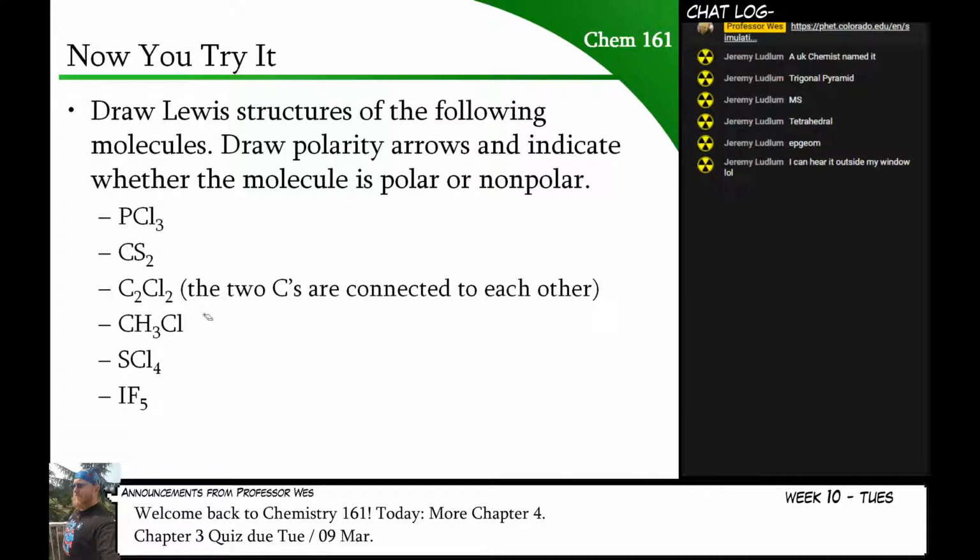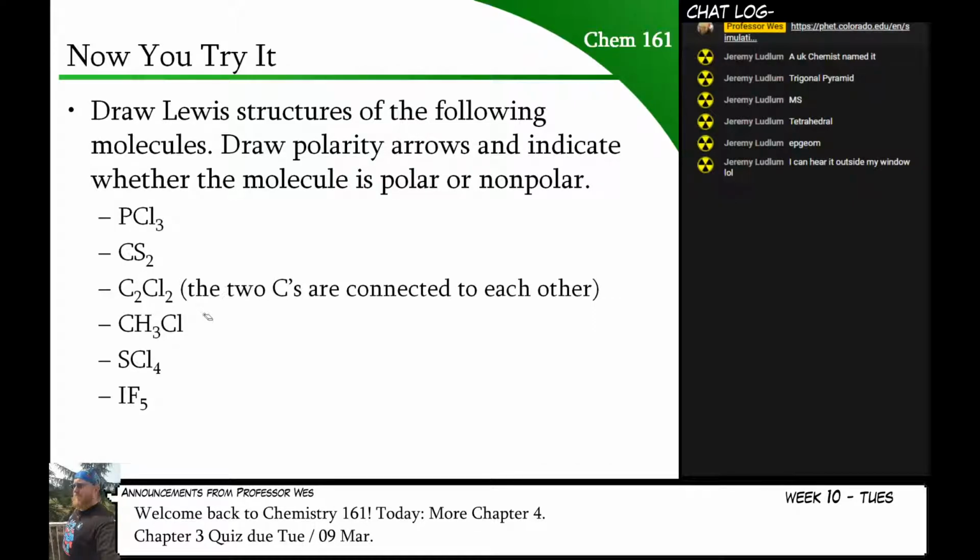So what I want you to do is draw the Lewis structure, look up the electronegativity of all the atoms, and then point the arrows at the more electronegative atom along each bond, and then determine is the molecule polar or nonpolar, and in which direction through the molecule.